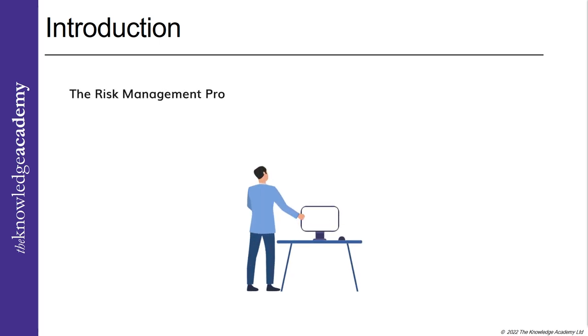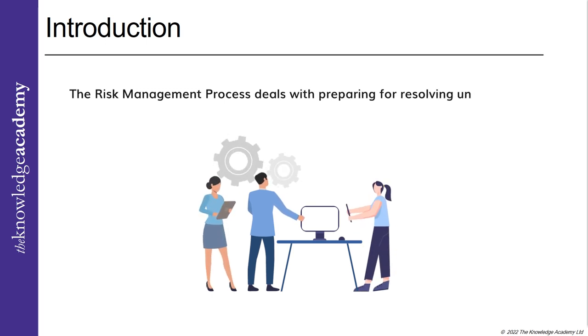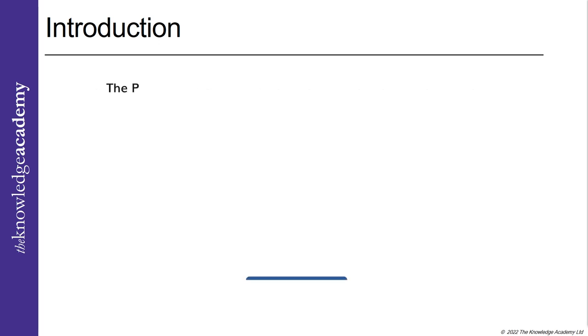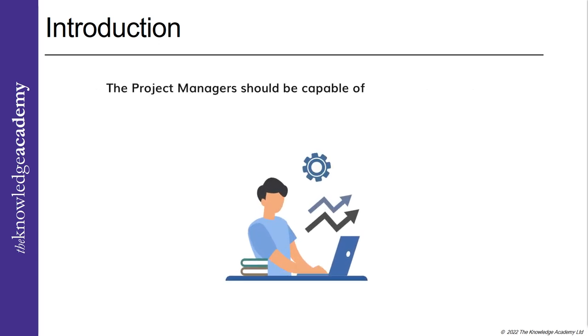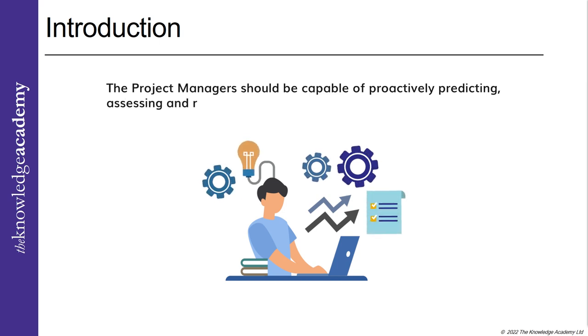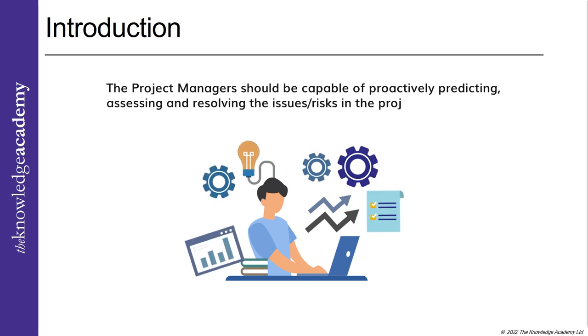The risk management process deals with preparing for resolving unknown issues. Risks are an inherent part of any project. Risk can arise at any time in the life cycle of projects that can affect both the project schedule, cost, and resources. Risks can be addressed by developing a detailed risk management plan. The project managers should be capable of proactively predicting, assessing, and resolving the issues or risks in the project.